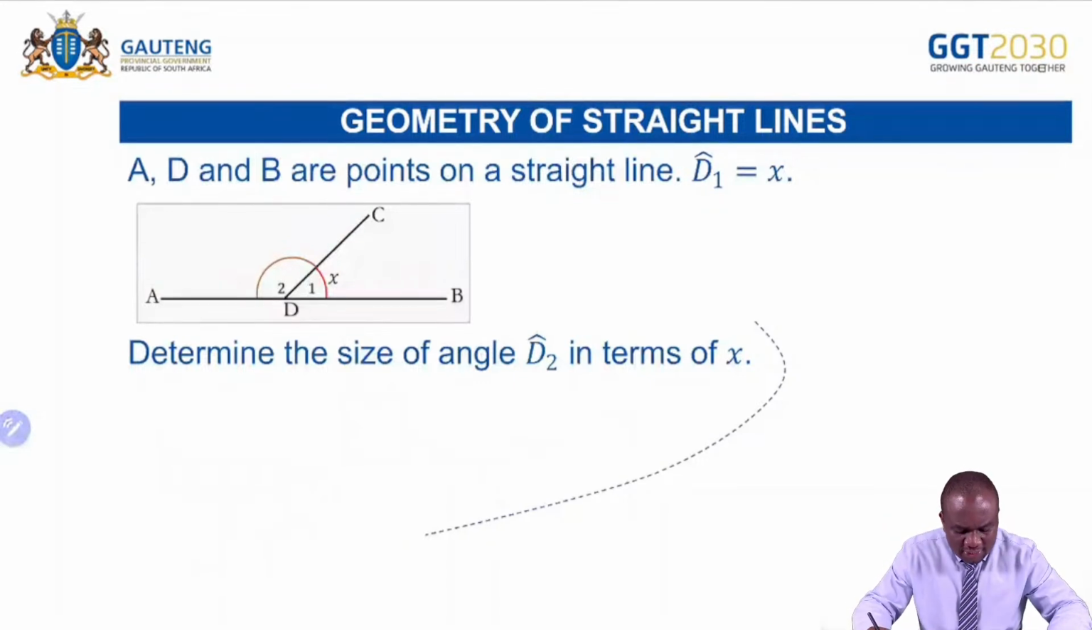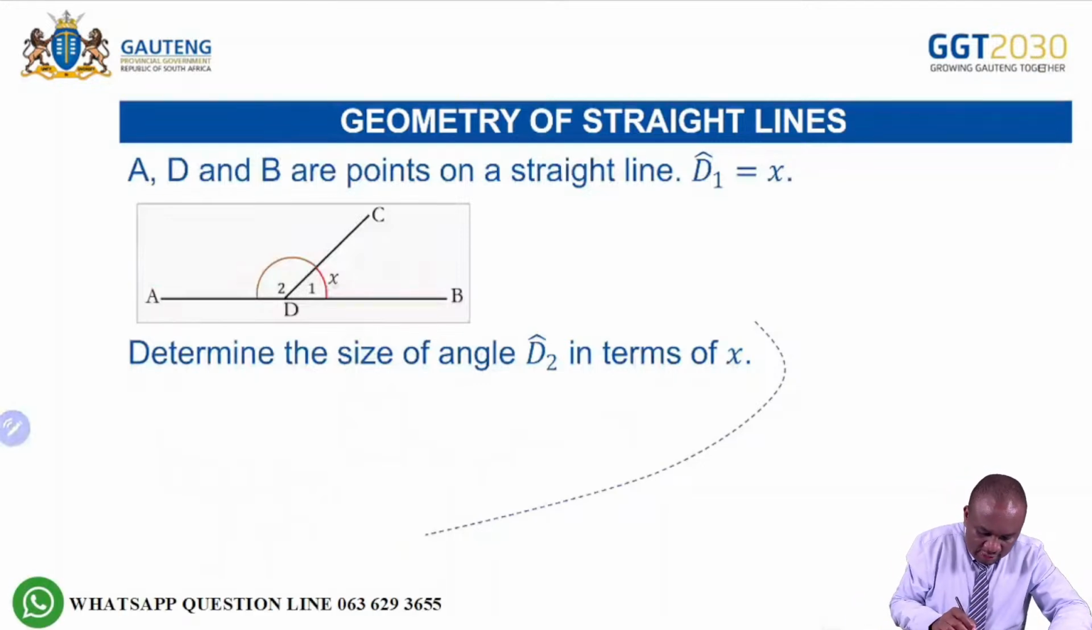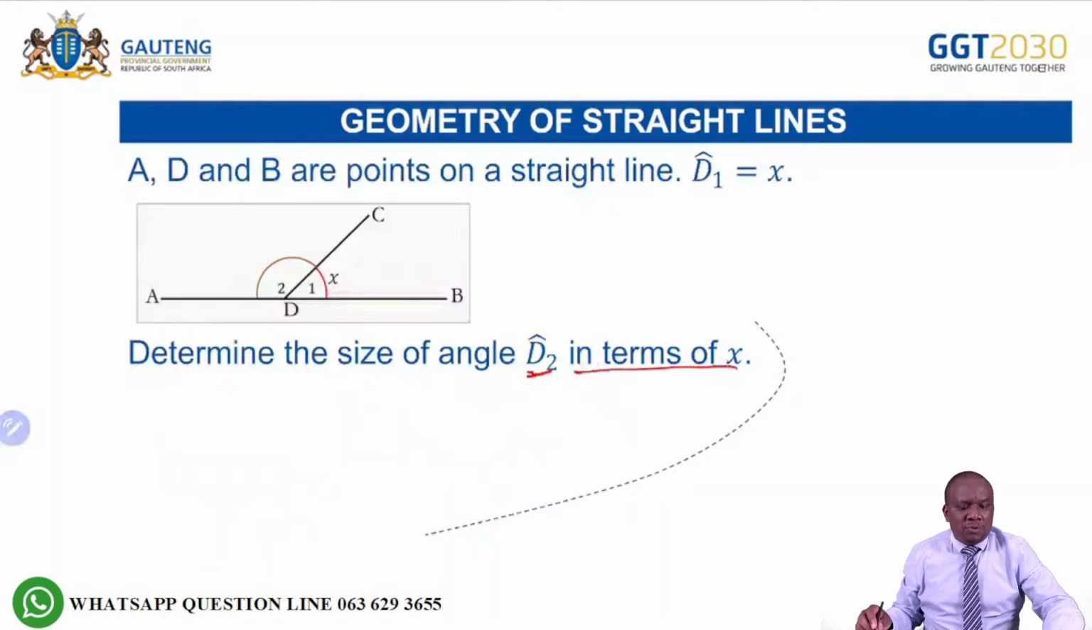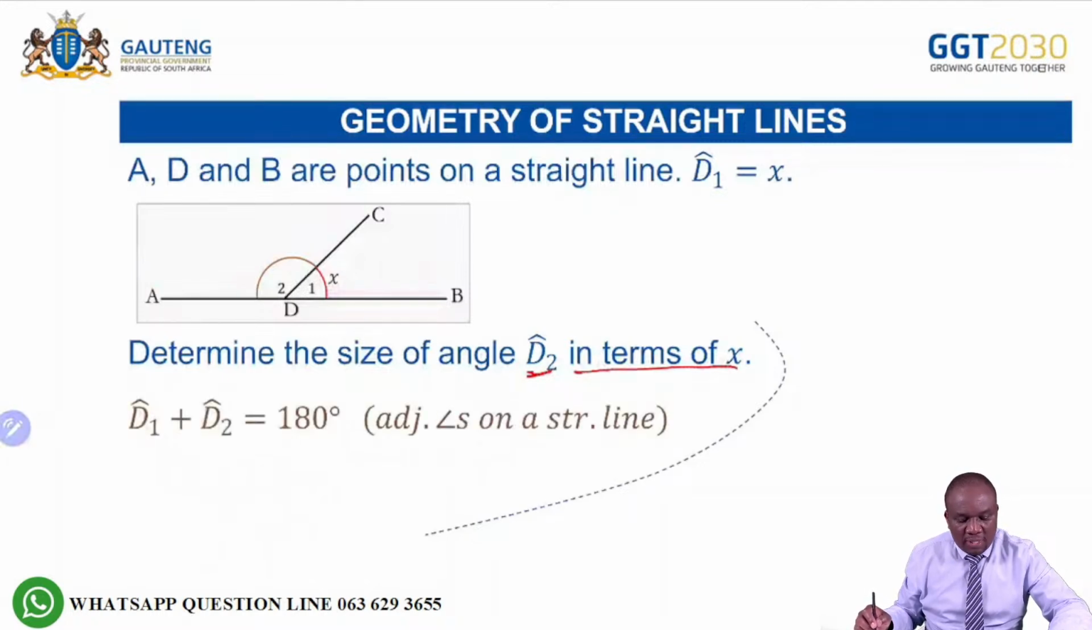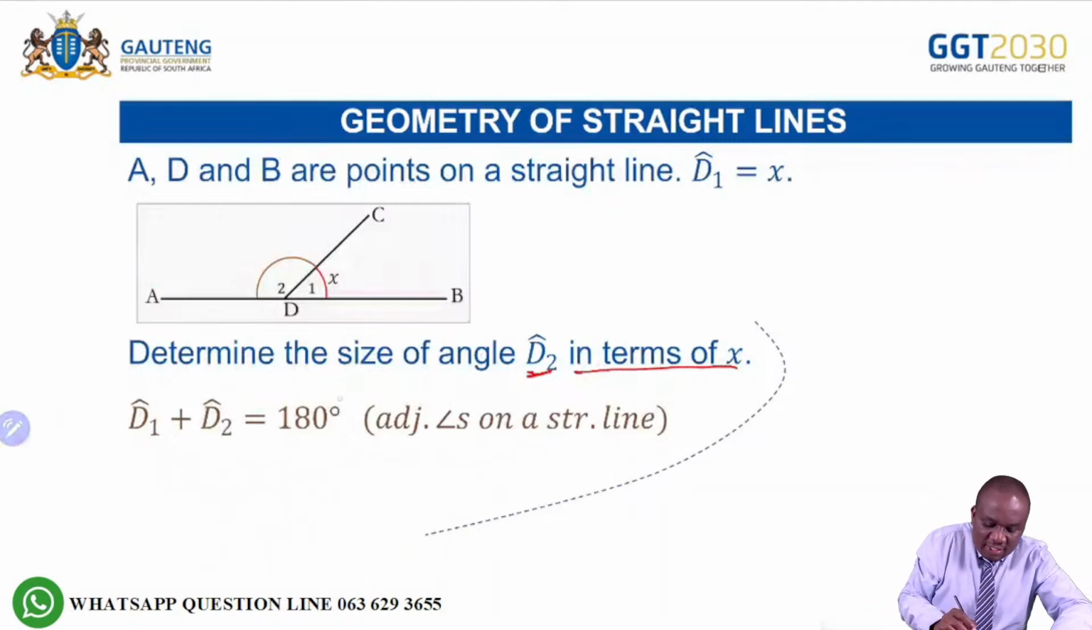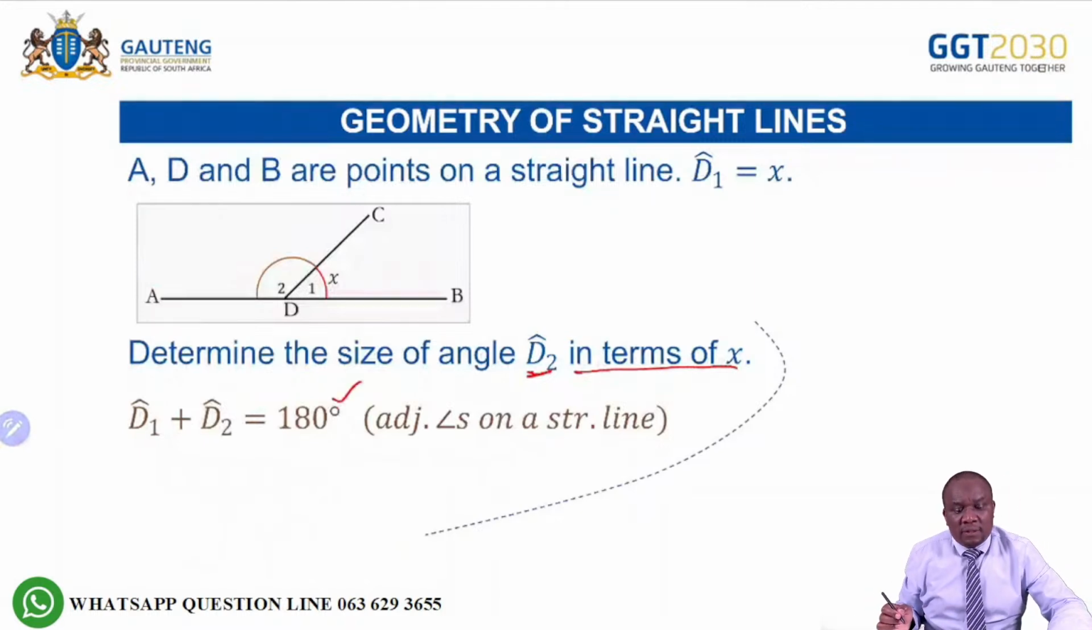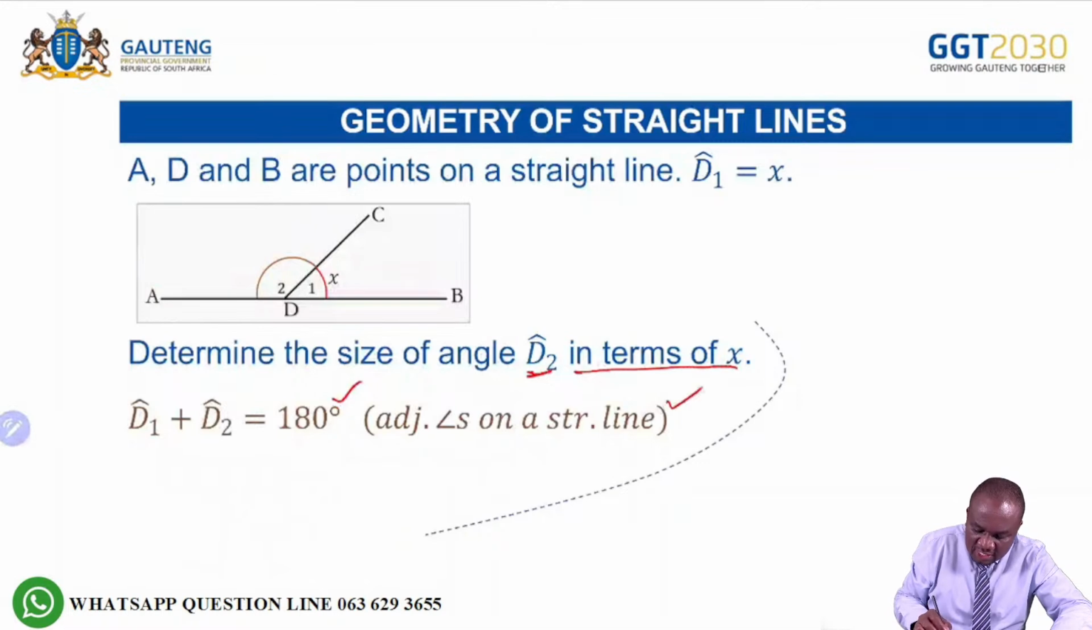Right, let's do this together. Grade 10, A, D, and B are points on a straight line. D1 is equal to X. Determine the size of angle D2 in terms of X. We have two adjacent angles on a straight line, D2 and D1. So angle D2 plus angle D1 is equal to 180 degrees. The reason: adjacent angles on a straight line.